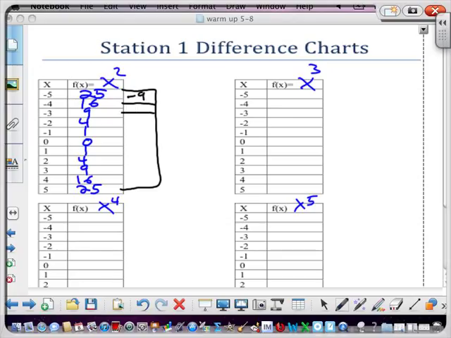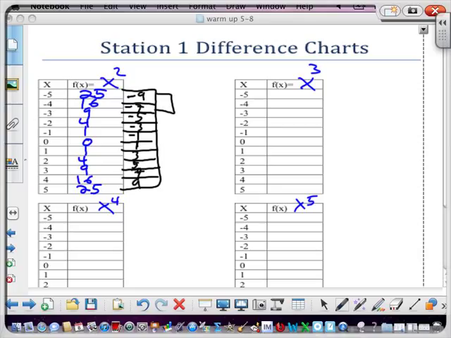16 to 9, we subtract 7. 9 to 4, we subtract 5. 4 to 1, we subtract 3. 1 to 0, we subtract 1. 0 to 1, I add 1. 1 to 4, I add 3. 4 to 9, I add 5. 9 to 16, I add 7. And then I add 9.